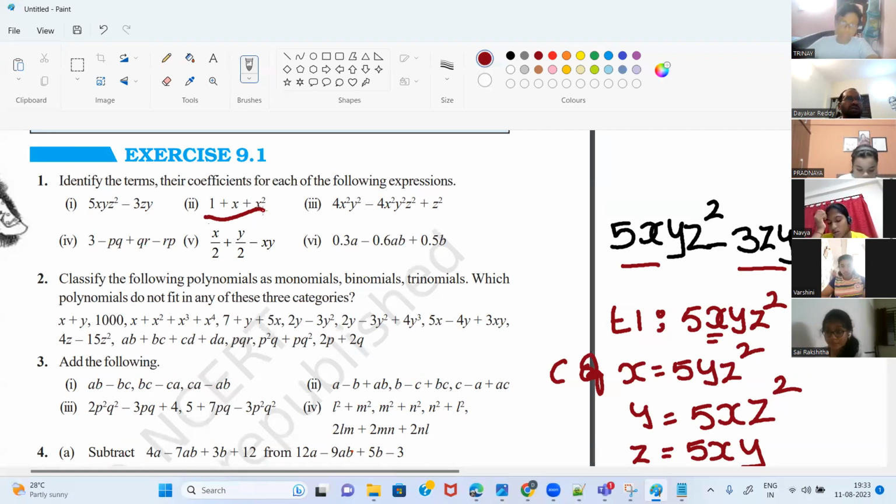What is term two here? x. What is the coefficient of x? One. Term three is x square. What is the coefficient of x square? One. I'm telling the whole thing.